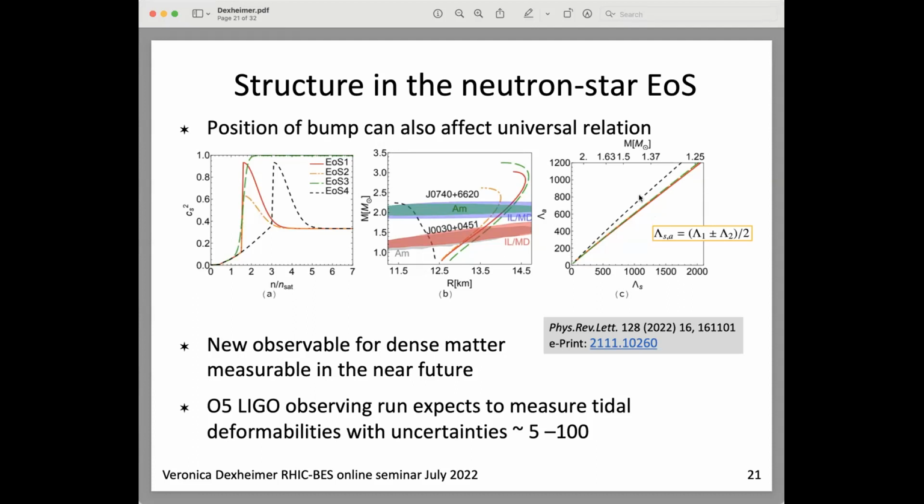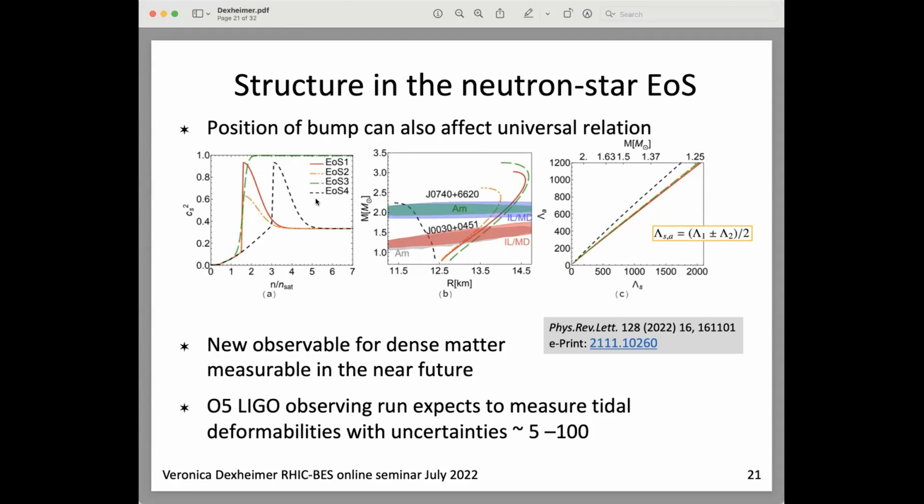So we have one point here really because we had one merger, but we'll be able to construct a line and measure the slope. So this is a way to use astrophysics to find out more about the nuclear physics.